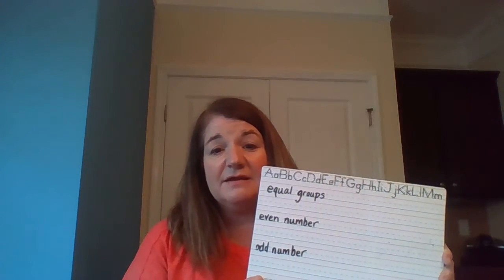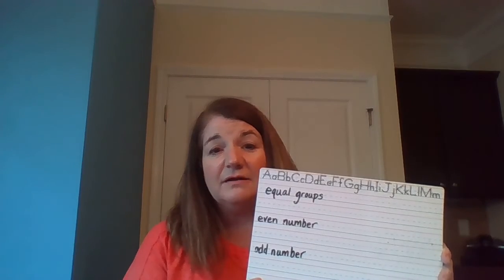Remember, if you need to give them a little hint, tell them to think of when you pair up and you have a big group, does everyone have a partner? That means, will there be equal groups? And then is that number even or odd?